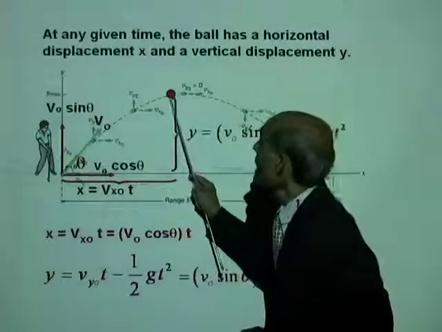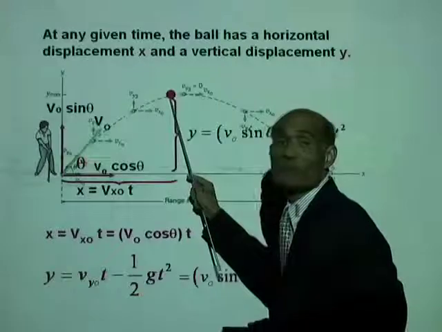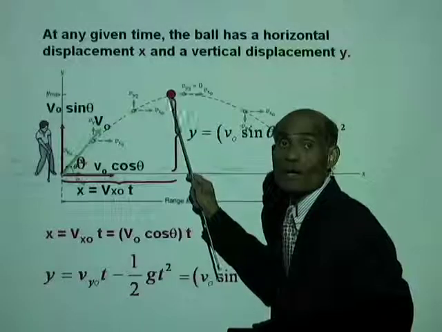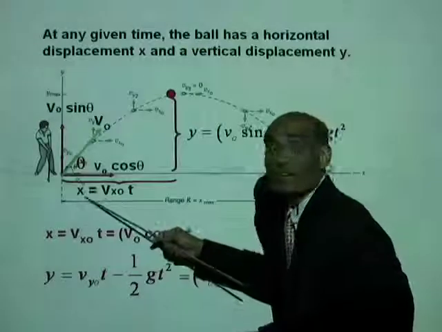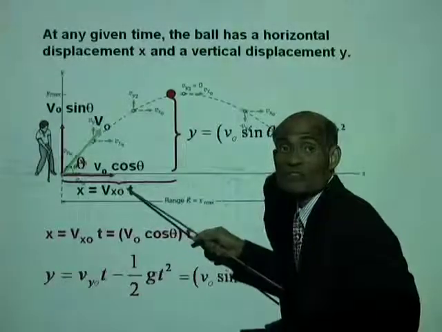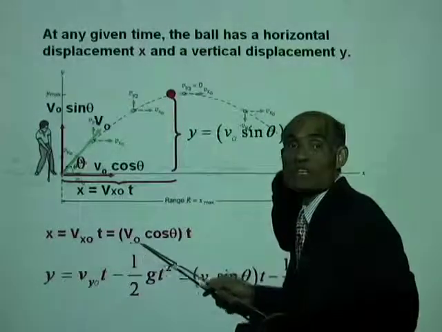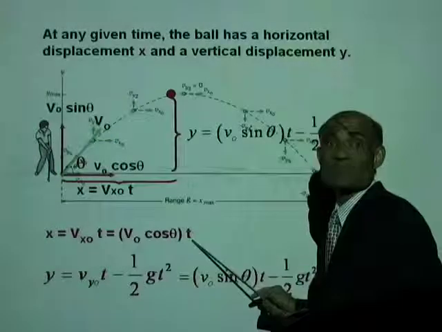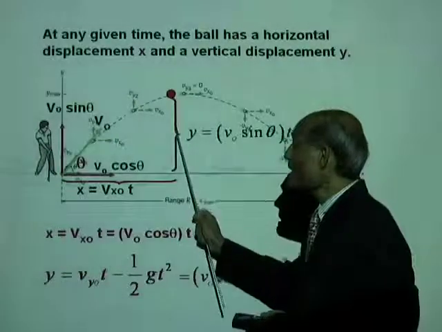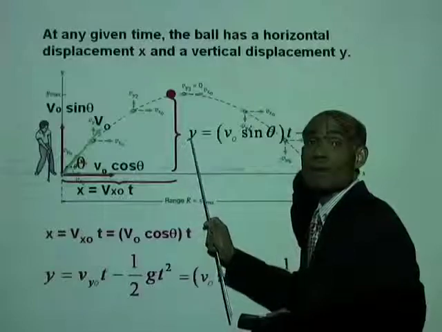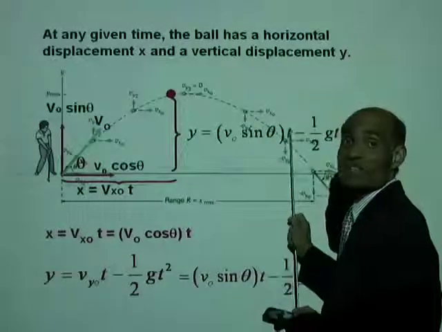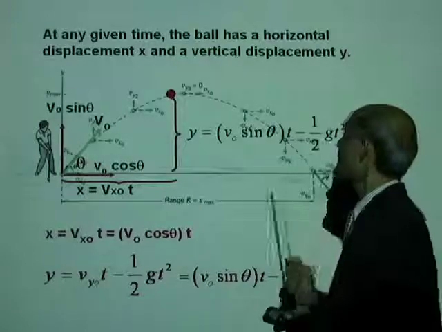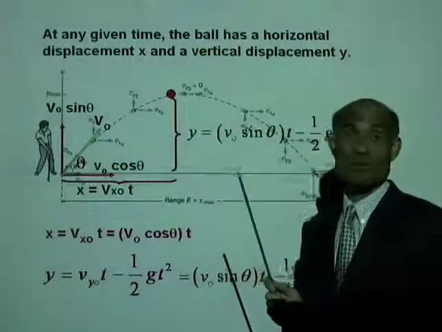That means at any given time, the projected ball has an x displacement given by x equal to vx0 times t, which is v0 cos theta times t, and a y displacement given by y equal to v0 sine theta t minus 1/2 g t squared.